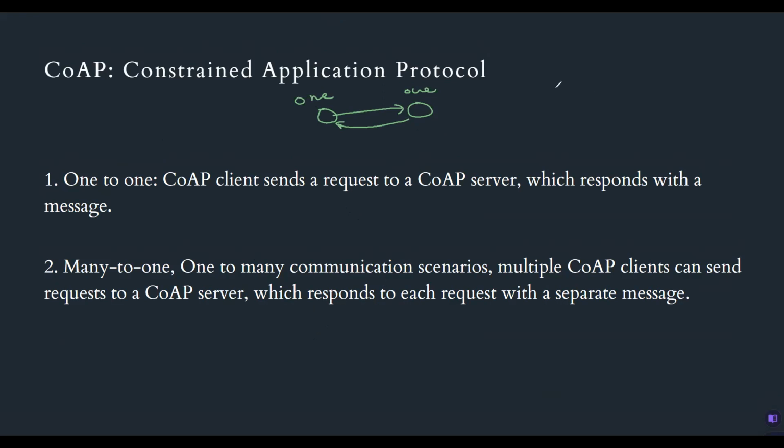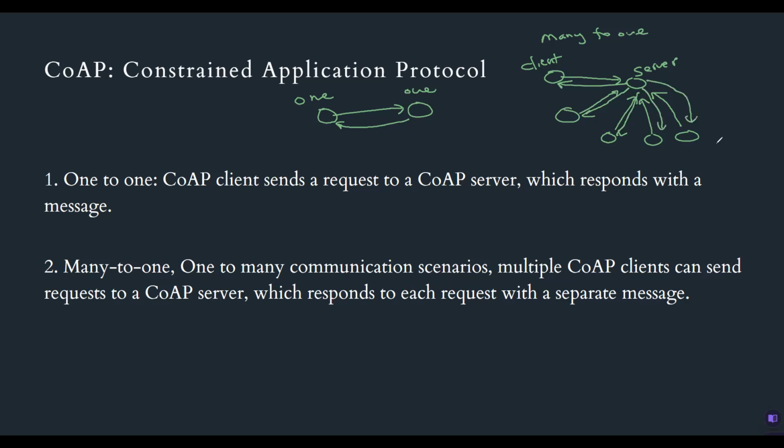What we mean by many-to-one is that many devices are sending data to a single server. If multiple client devices are sending data to a certain server, then we call this many-to-one communication. In this situation, the server will send separate data or acknowledgement messages back to each of the client devices separately.